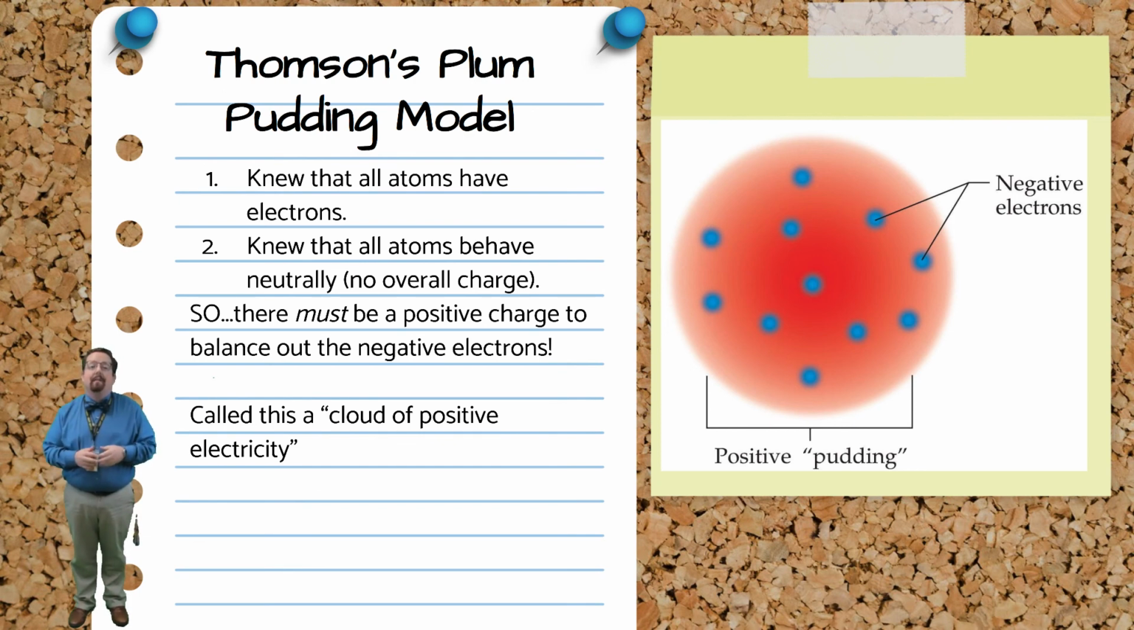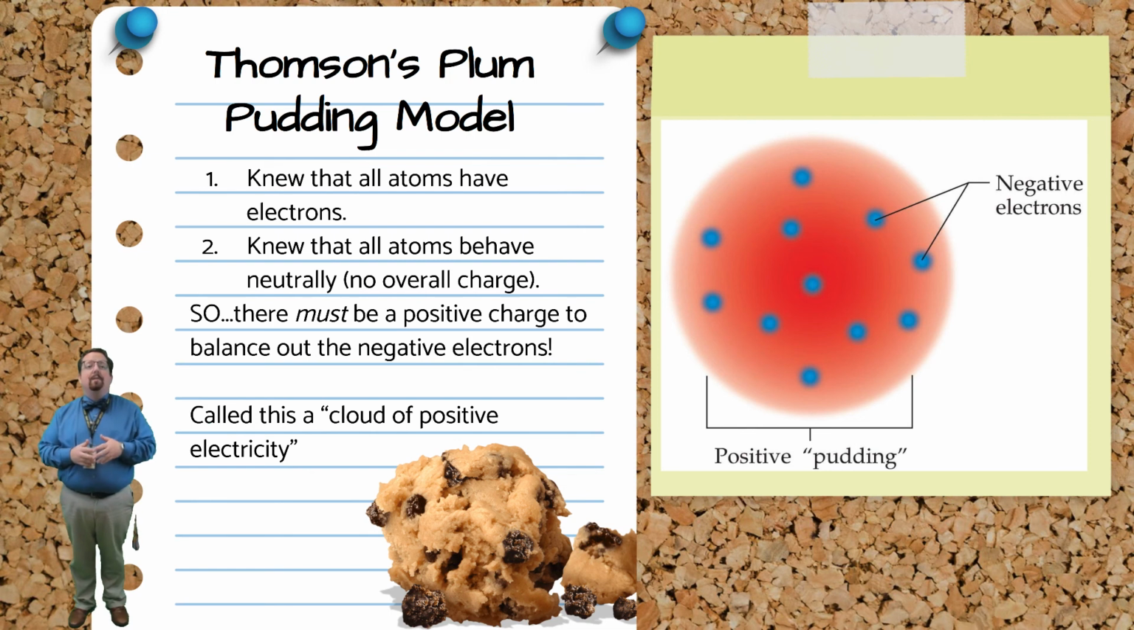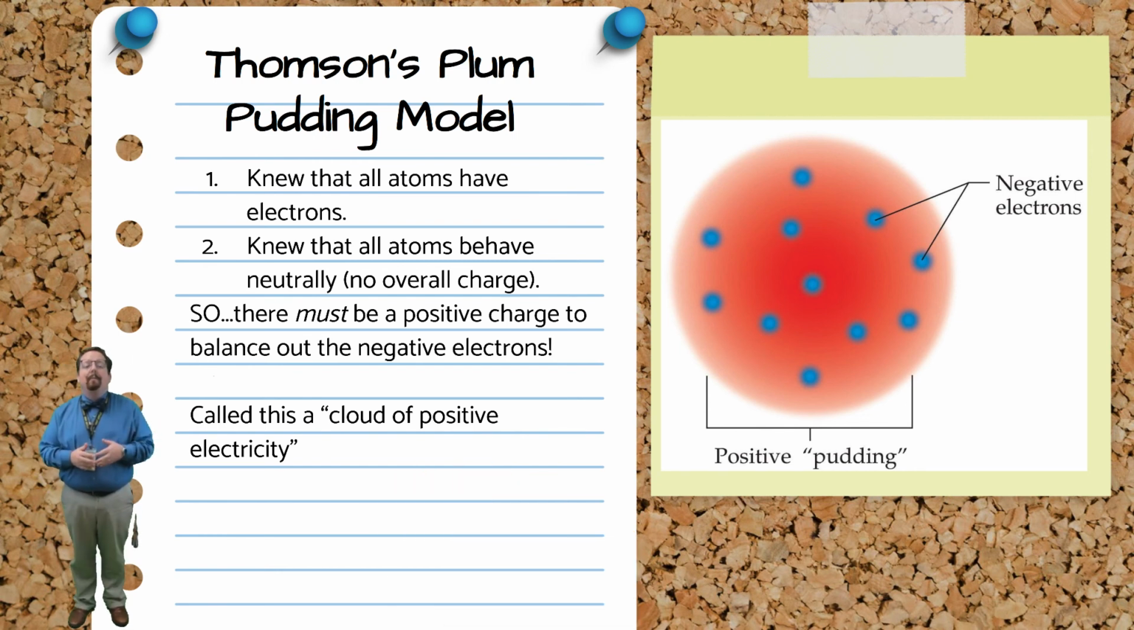His best model of this was the Plum pudding model, which is an irrelevant name now, but you can think of it like cookie dough. The negative electrons would be like the chocolate chip chunks in the cookie dough, and then the rest of the dough would represent a cloud of positive electricity, as J.J. called it. This model became widely accepted, and chemists everywhere were using this to understand the behavior of atoms.